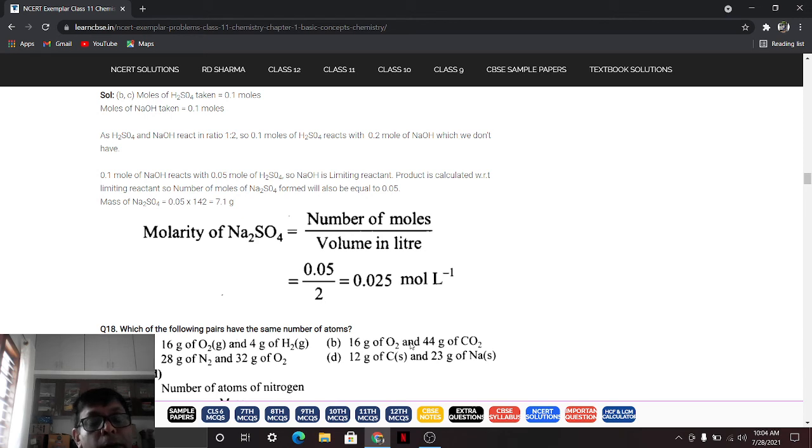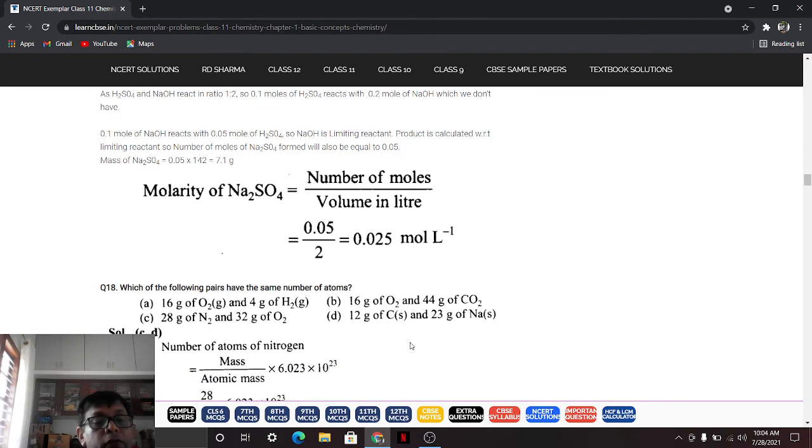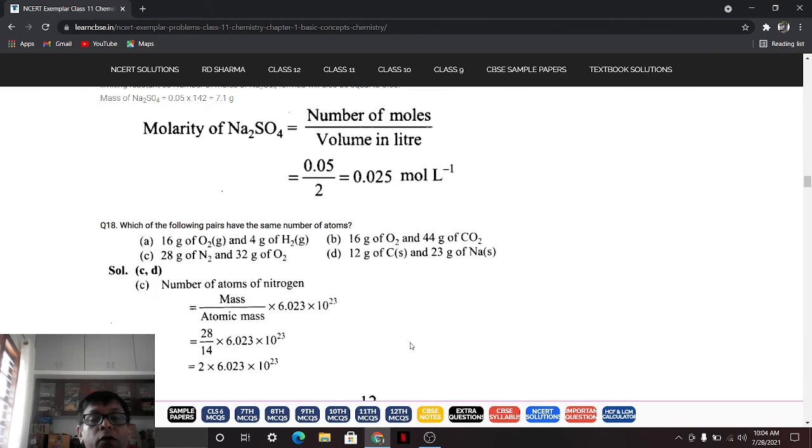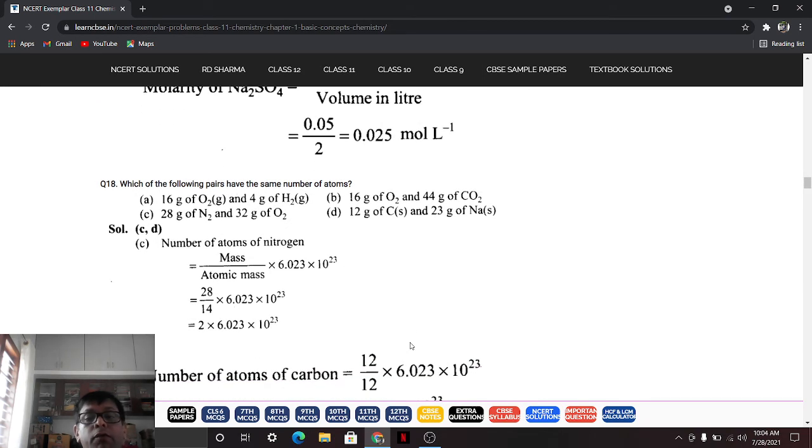Which of the following pairs have the same number of atoms? 16 gram of oxygen and 4 gram of hydrogen, 16 gram of oxygen and 44 gram of carbon dioxide, 28 gram of nitrogen and 32 gram of oxygen, 12 gram of carbon and 23 gram of sodium. Here both C and D are correct.